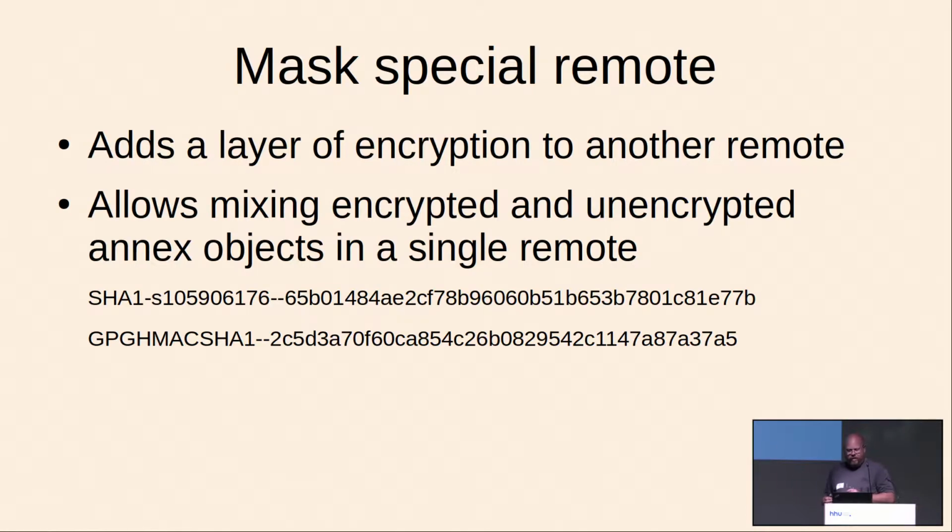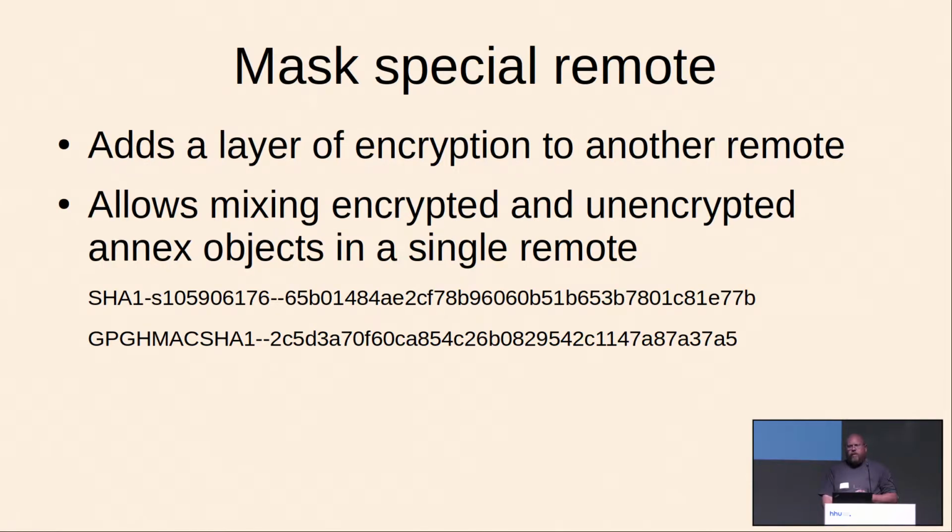So what you can do is you can have one remote that adds a layer of encryption to another remote, and you end up mixing these annex objects. You have encrypted ones, which are the one down here with the GPG HMAC thing. Ignore that, that doesn't really matter. It's just an encrypted object. The one up there is, of course, an unencrypted object, and you can store them both in the same remote, but keep them straight, not get all things mixed up.